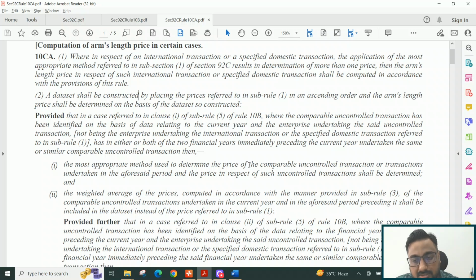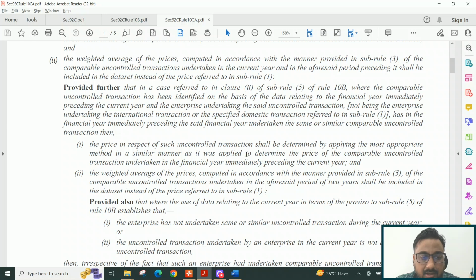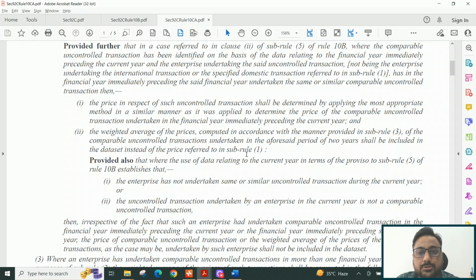is used to determine the price of the comparable uncontrolled transaction or transactions undertaken in the aforesaid period, and the price in respect of such uncontrolled transaction shall be determined, and the weighted average of the prices computed in accordance with the manner provided in sub-rule 3 of the comparable uncontrolled transactions undertaken in the current year and in the aforesaid period preceding it shall be included in the data set instead of the price referred to in sub-rule 1, right? Now this also has certain provisions, and you can read them once when you get time.